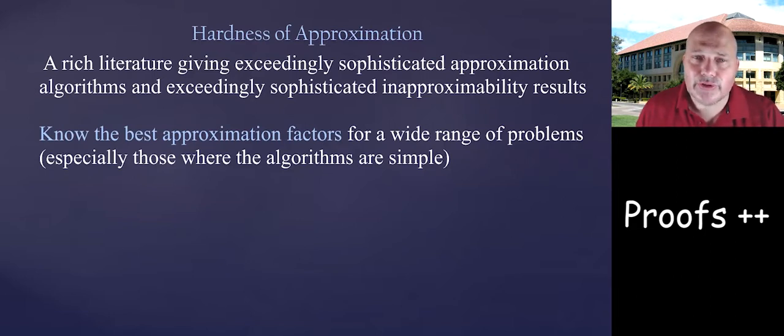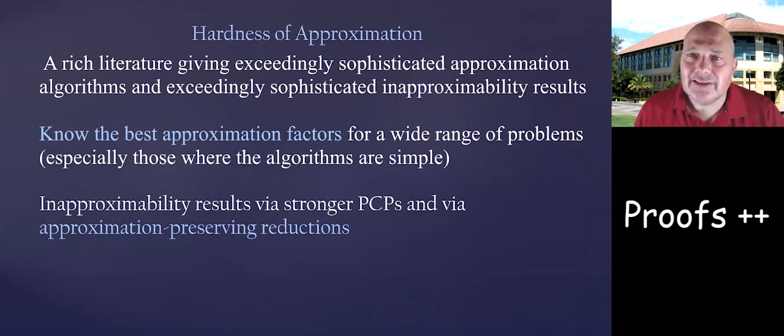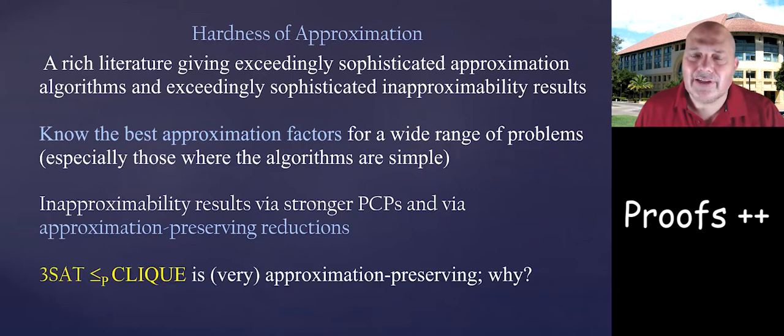Very strong literature. How do we get these strong inapproximability results? We get them first via stronger PCPs that are fine-tuned to the result that we want. And we also get them through reductions, like we like to do. But now we need to separate reductions into those that are approximation preserving and those that are not. And I'll give you two examples that we're already familiar with that will show you these two different notions.